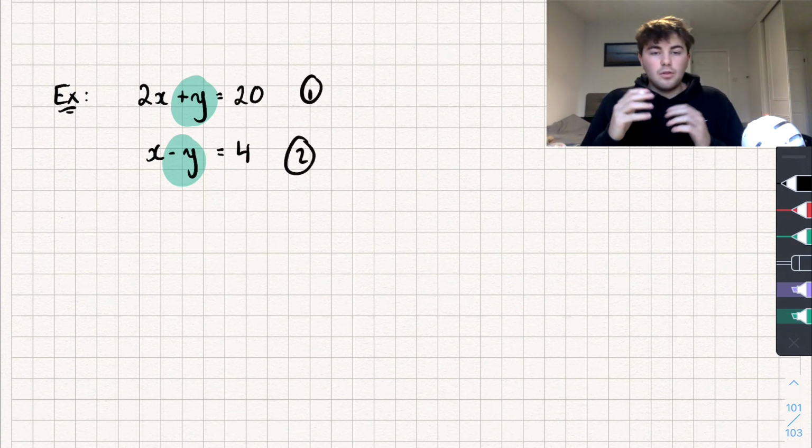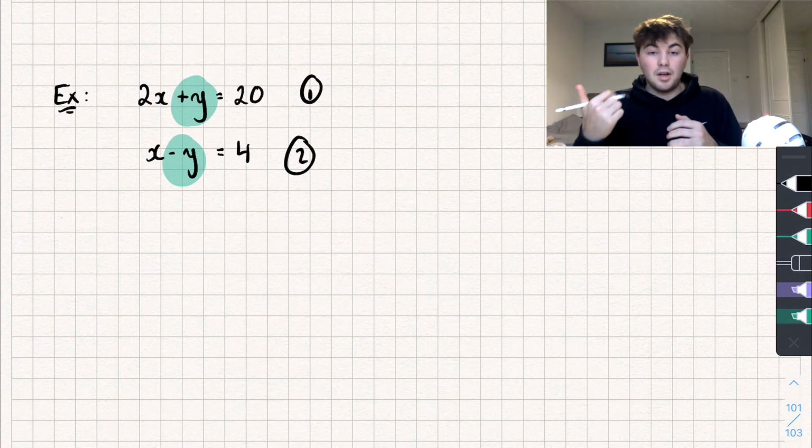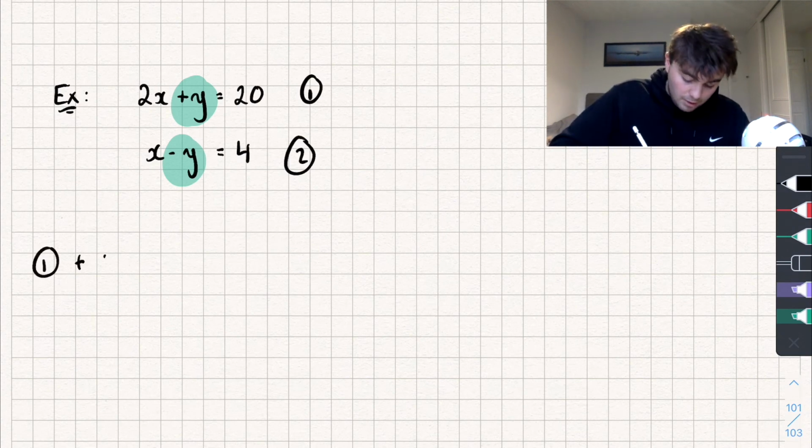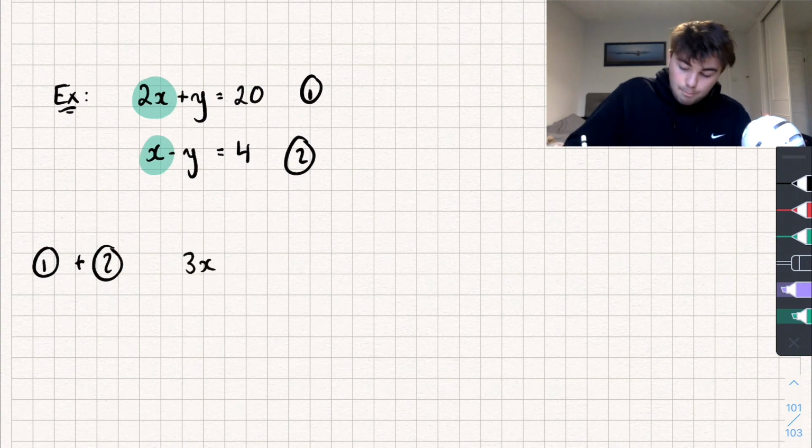So if the number is the same, but we've got one positive and one negative, so in this example 1 and negative 1, or say 3 and negative 3, we can actually add the equations together. So let's do equation 1 plus equation 2 and see what happens. Well, we've got 2x plus x, which gives us 3x, but here we've got y plus negative y.